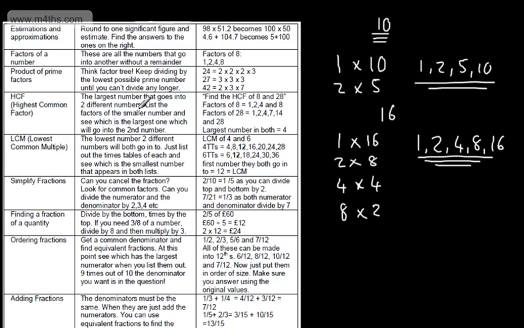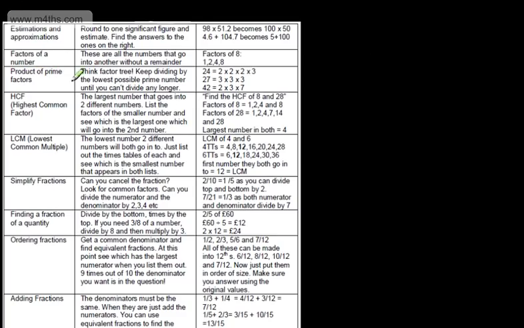Okay. Next one we're going to look at is the product of prime factors. Every number can be written as a product of prime numbers. Now, when you see product of prime factors, think factor tree. I'm going to write down the prime numbers here: 2, 3, 5, 7, 11, 13, 17, 19, and so on. You shouldn't have to go much further than this.